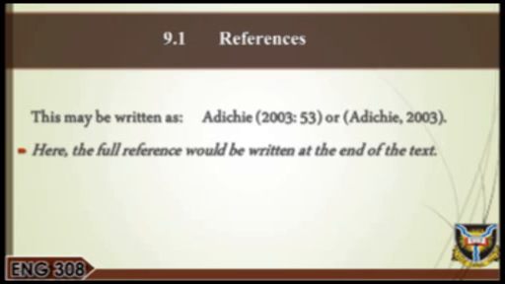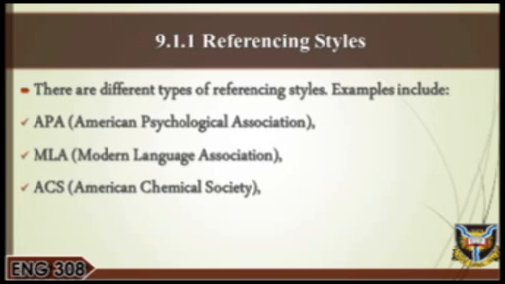Referencing styles. There are different types of referencing styles. Examples include APA, American Psychological Association; MLA, Modern Language Association; ACS, American Chemical Society; MHRA, Modern Humanities Research Association; IEEE, Institute of Electrical and Electronics Engineers; Harvard, Chicago styles, and so on.